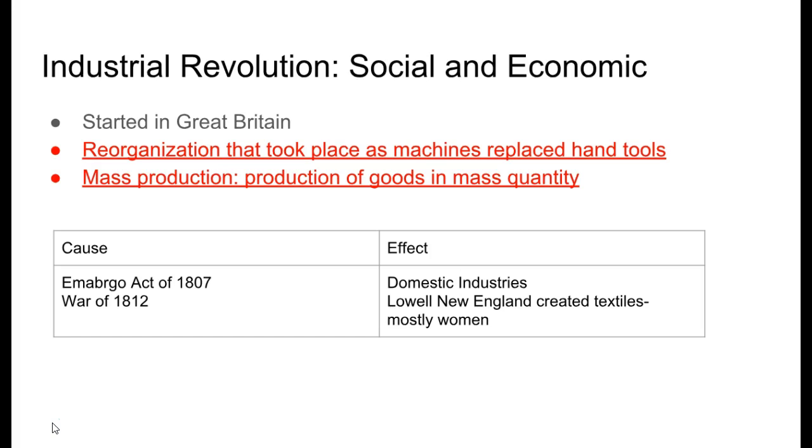We saw a large increase in textile industry. One of the most famous is the Lowell community, and mostly young women moved to this small town in New England, which eventually grew to be quite large because of textile manufacturing.